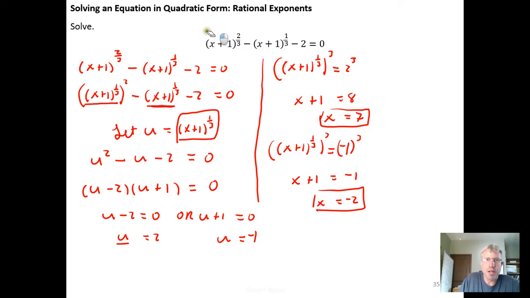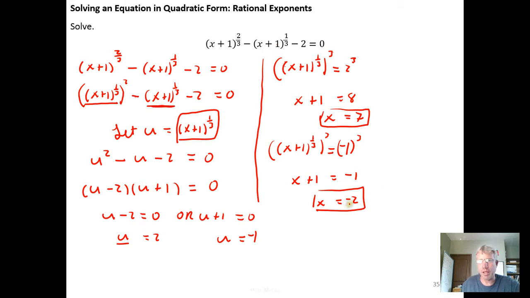And then you'd need to plug those into the original and make sure that they work. So for example, if we plug 7 in here, we would get 7 plus 1 is 8. And then the 3rd root of 8 is 2, and 2 squared is 4, minus, and we plug 7 in here, we get 7 plus 1 is 8. The 3rd root of 8 is 2, so we'd get 4 minus 2 minus 2. And does that equal 0? It does. 4 minus 2 is 2, minus 2 is 0.